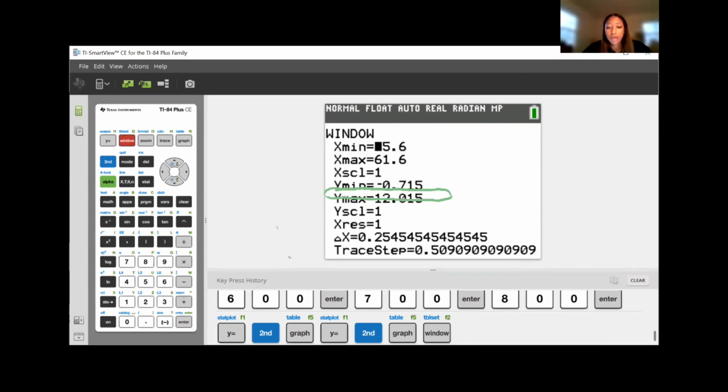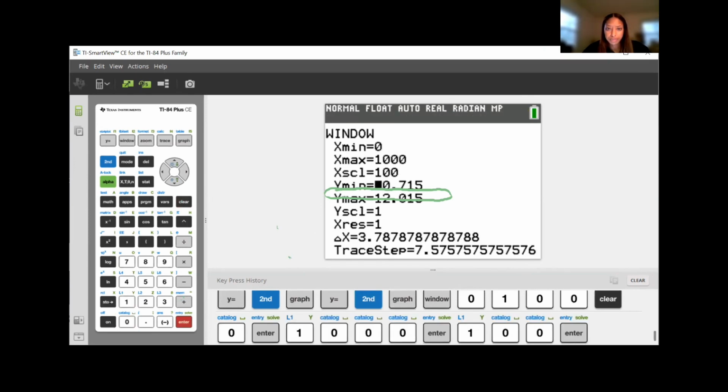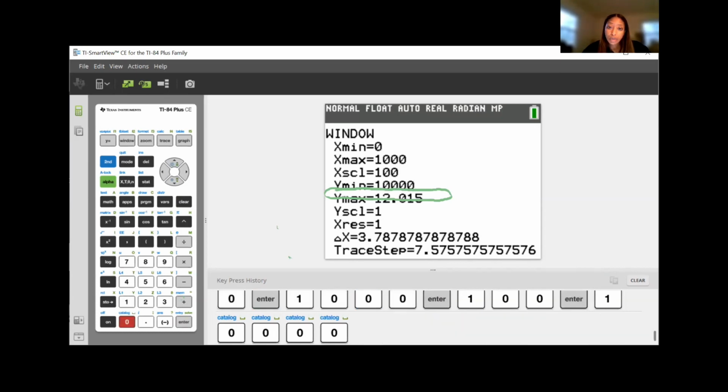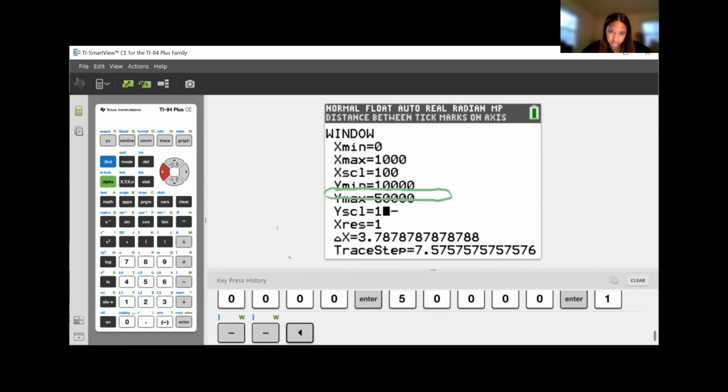For X min, we want 0. For X max, 1,000. And then for the scale, 100. For Y min, 10,000. Y max, 50,000. And then the scale was 1,000. All right, and then we'll press the graph button to see the graph of these two lines together.